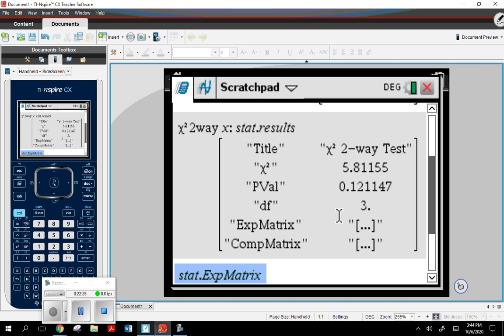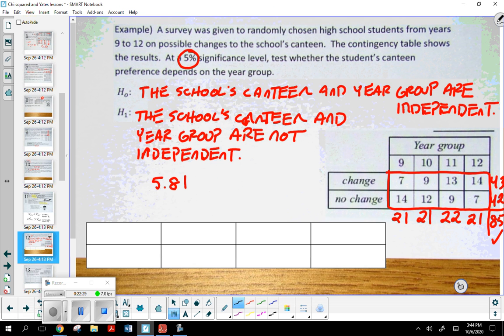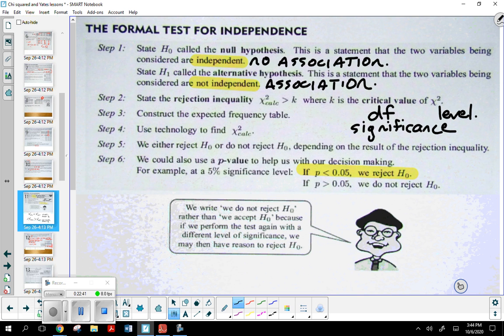7.81. Now, our calculated value is actually less than 7.81. So let's see what this actually means. What am I going to say here? Am I going to reject the null hypothesis, or am I going to not reject the null hypothesis?